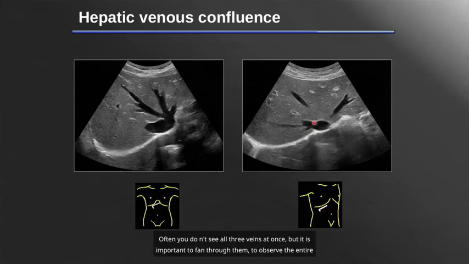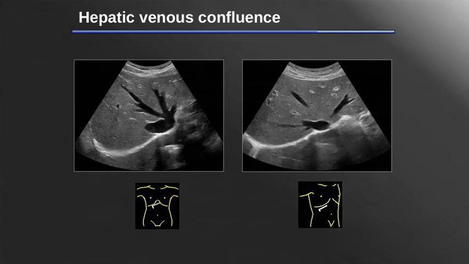Often you don't see all three veins at once, but it is important to fan through them, to observe the entire course along the veins in order to be able to assess, are they there? Can I see them? Is their path impaired or not?